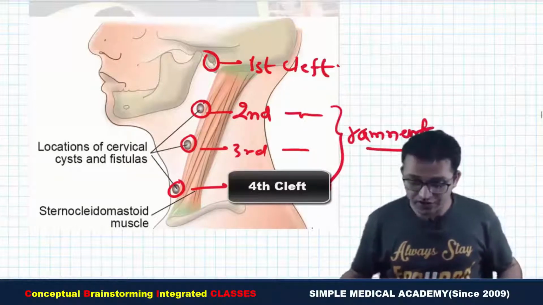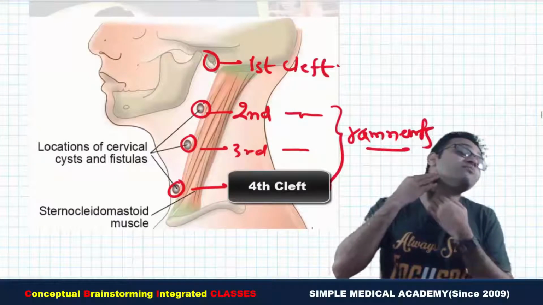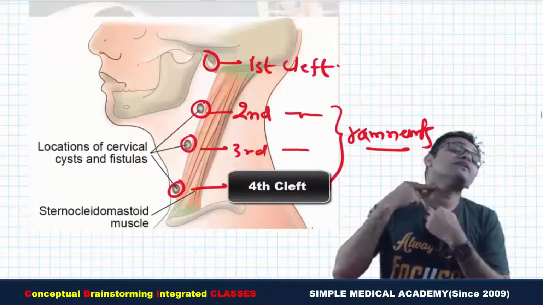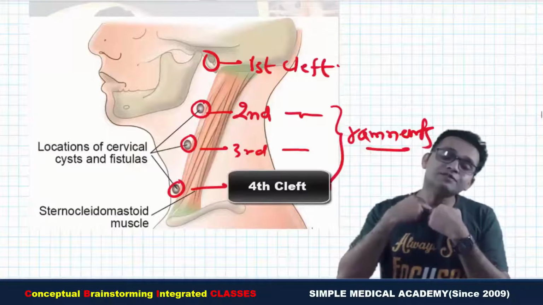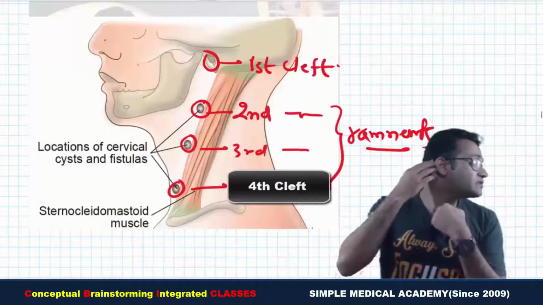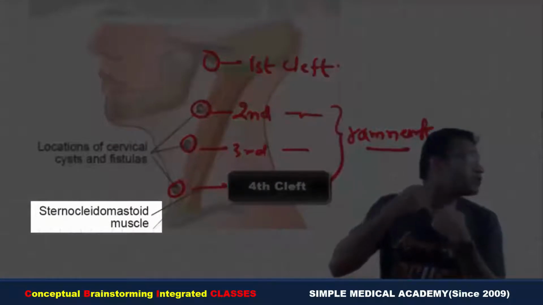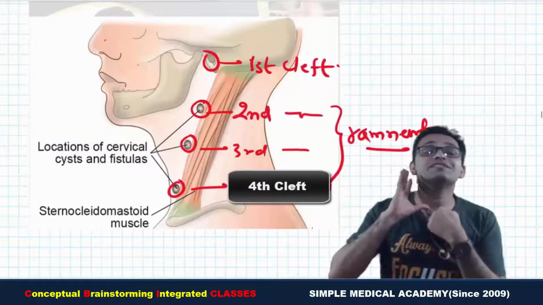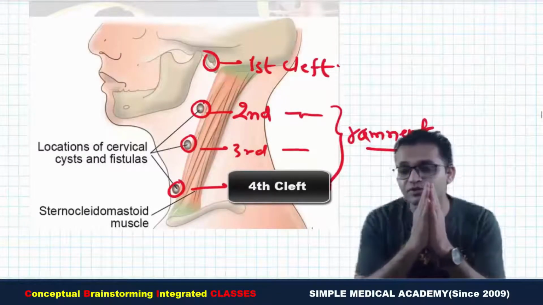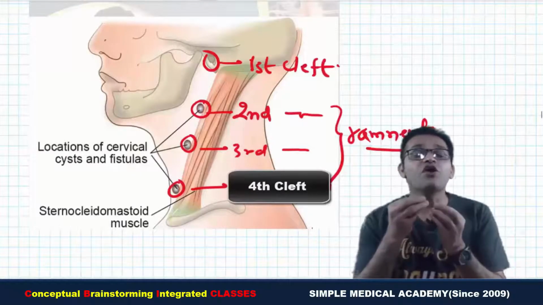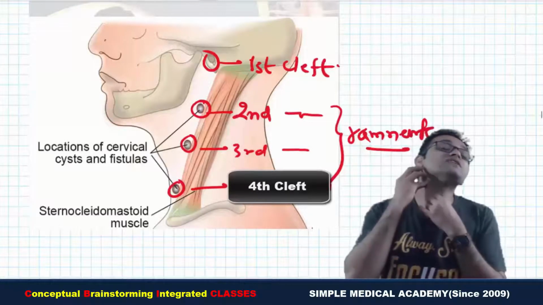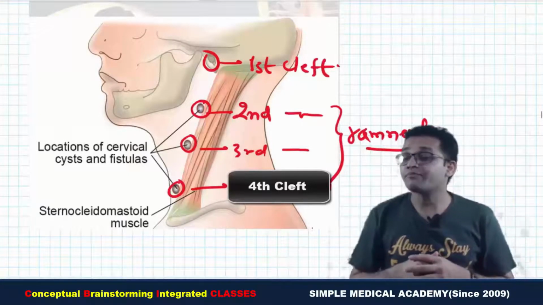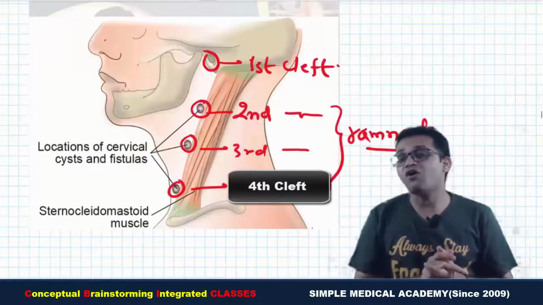The second is just behind the angle of the mandible, the third in the middle of the neck in front of the sternocleidomastoid, and one more cleft persists at the lower part, and these are always present along the anterior border of the sternocleidomastoid. First, second, third, fourth, these are all always present along the anterior border. So if any patient comes to you with a history of any abnormality in which you can see an opening outside in the neck along the anterior border of the sternocleidomastoid, that may be the persistence of this cervical sinus.